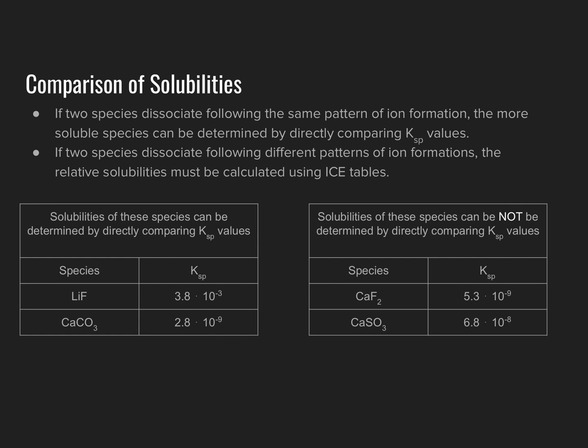So let's go ahead and take a look at this table that I've given you on the left side of our page right here, in which I've given you information about the relative Ksp values of two different ionic compounds, which are number 1, lithium fluoride, and number 2, calcium carbonate. The Ksp value of lithium fluoride is given as 3.8 times 10 to the negative third, whereas the Ksp value of calcium carbonate here is listed as 2.8 times 10 to the negative ninth.